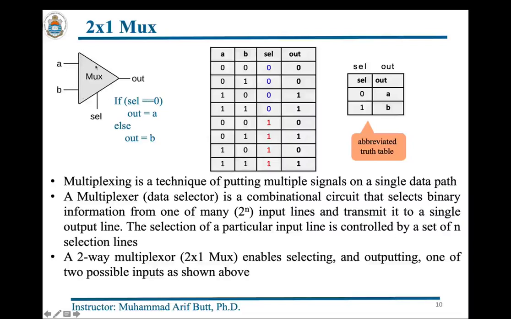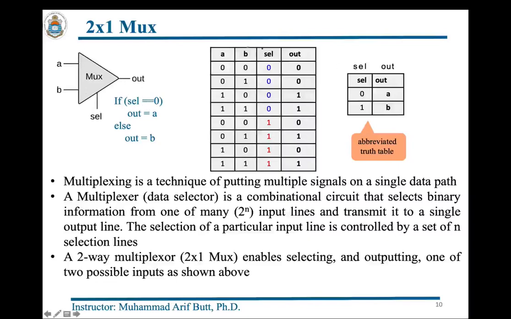Suppose this is a 2x1 mux having 2 input lines, A and B, and 1 output line. Depending on this select line, the multiplexer will decide whether the input on this pin should be sent to the output pin or the input on this other pin should be sent to the output pin. So the behavior is: if the select line is 0, A will be placed on out, and if the select line is 1, B will be placed on out.